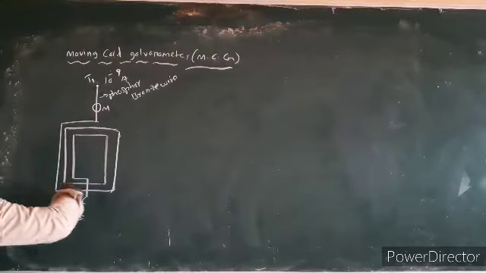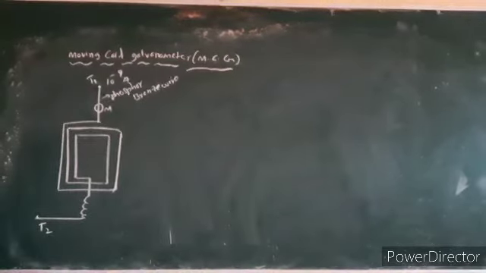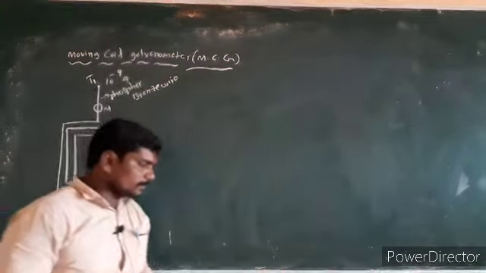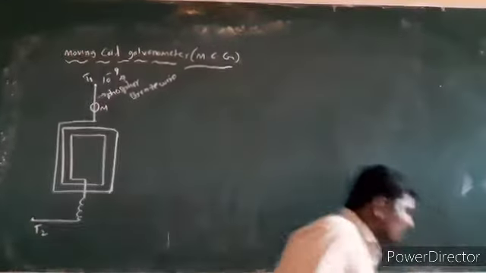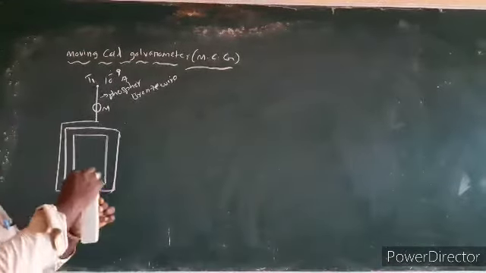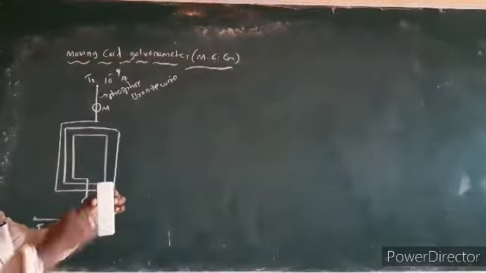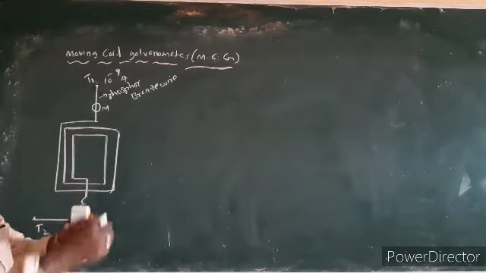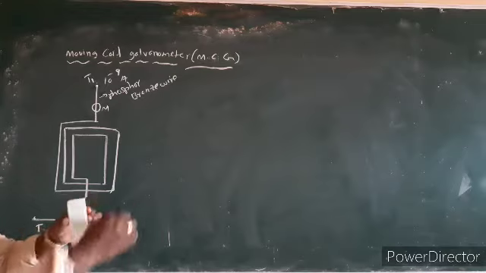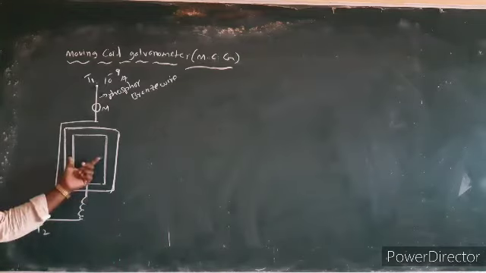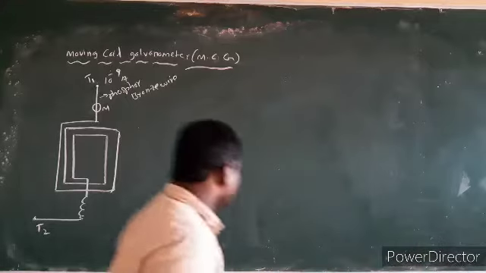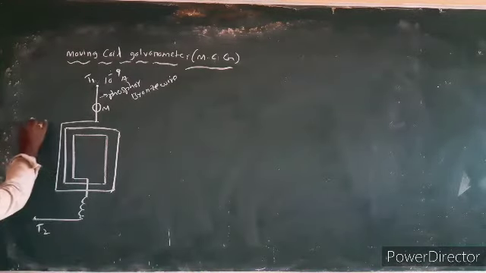This is a rectangular coil which is wound on a cylindrical aluminum cylinder. For example, if we consider this is a cylinder and you wind a copper wire on this, we can get a rectangular shape. That rectangular shape coil is suspended from T1.